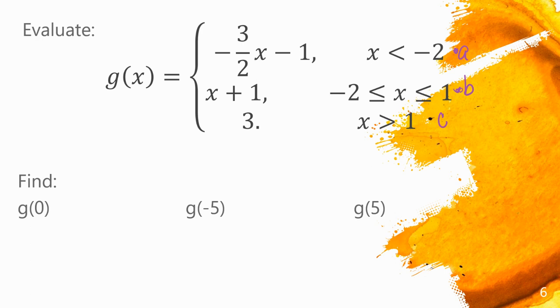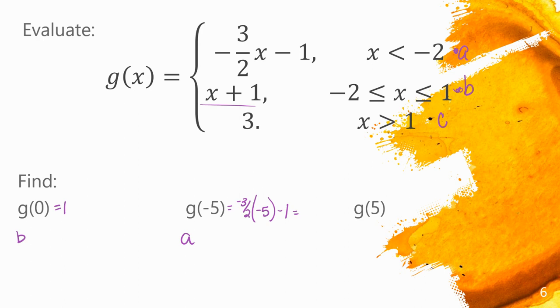Well, 0 is a number between negative 2 and 1, so I'm going to use the B function to figure that out, which tells me to simply take whatever x is, in this case 0, plus 1, which is 1. Now to do g of negative 5, that falls into the A function because it's less than negative 2. So I need to take negative 3 halves times x, which is negative 5, minus 1. This involves some fun math here because we've got some fractions, but that's okay.